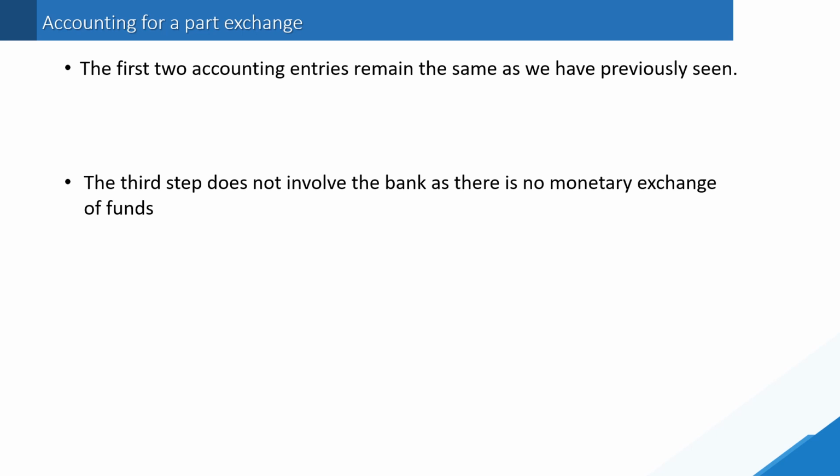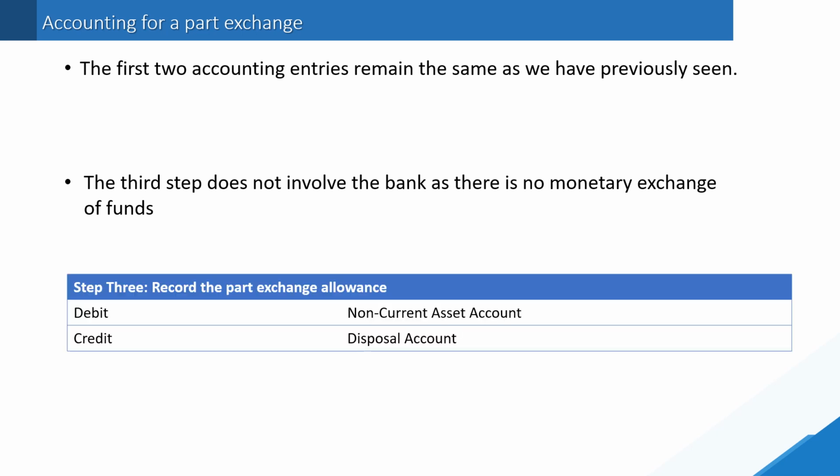So when we record the part exchange allowance, instead of debiting the bank, we now actually debit the value of the part exchange into the non-current asset account itself. And we still credit the disposal account with that amount. Of course, because this is part exchange, there would be a final entry that's required, and that would be to pay the balance of the asset, having taken into account the part exchange amount.